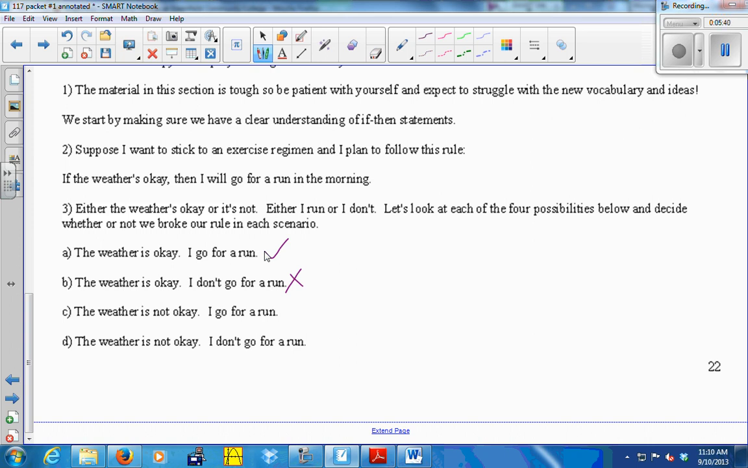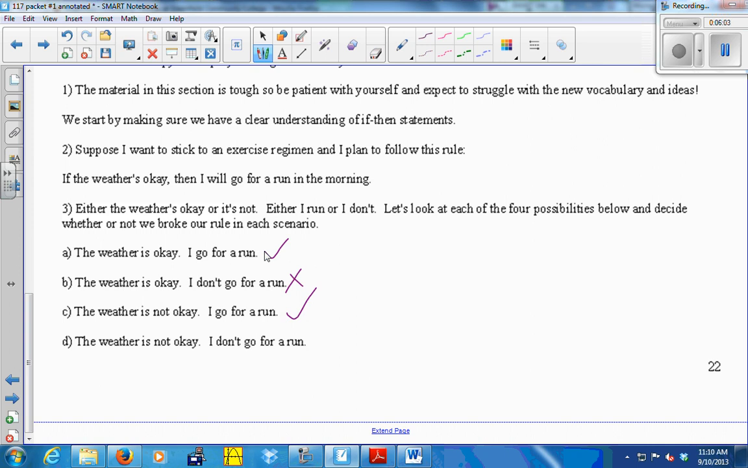My rule is that if the weather's okay, I have to go for a run. I didn't say what I would do if the weather was not okay. I committed to running when the weather's okay, right? If the weather's not okay and I still go for a run, is my trainer going to yell at me? No, that's fine, right?